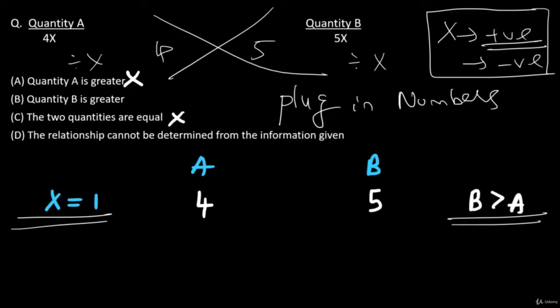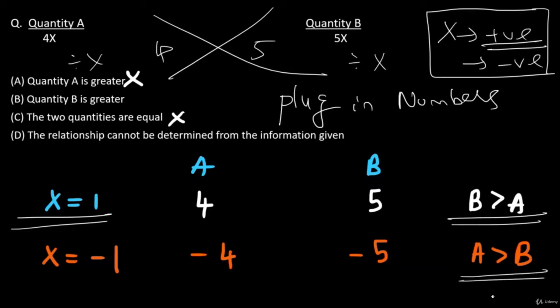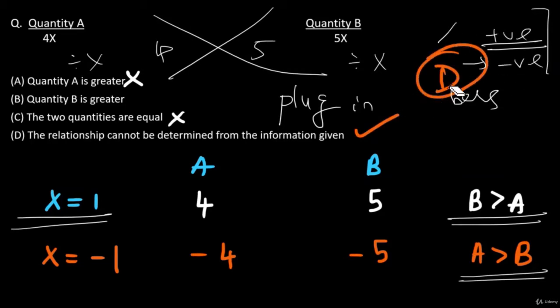All right. Now, if x is equal to minus 1, then quantity A will be minus 1 into 4, which is minus 4, and quantity B will be minus 5. Now, in this case, A is greater than B. Therefore, the correct answer to this question is option D. That is, the relationship cannot be determined from the information given.